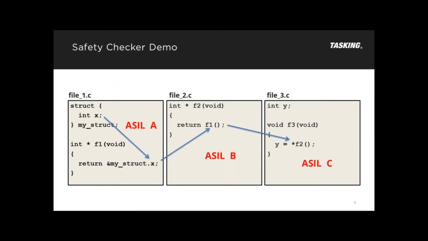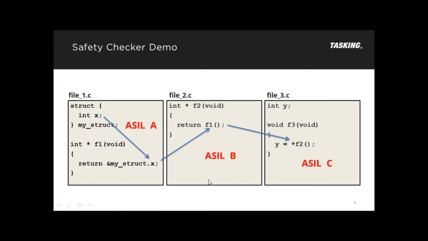I already prepared a simple demo for this tool. Here you will find 3 files, I could say 3 different ASIL level software components. The first is called file 1, which I assigned ASIL A. I wanted this software component to be ASIL A, and it's very simple. It has 1 structure and 1 function that returns a reference to the structure.